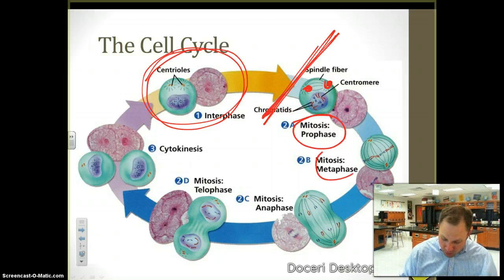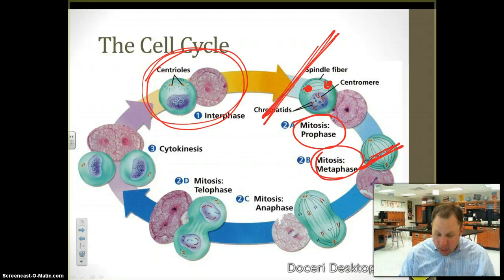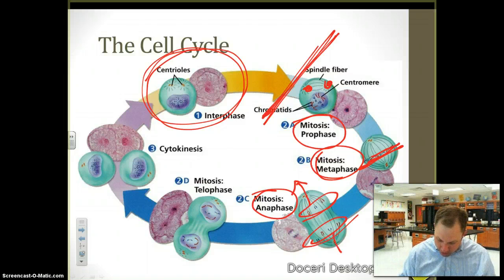The next phase is what we call metaphase. In metaphase, you can see that the chromosomes in the middle are starting to line up, and they're getting ready to be pulled by those centrioles to opposite ends of the cell. Then we have anaphase. In anaphase, our chromosomes are on their way to opposite ends of the cell. You can even start to see a little bit of the cell pinching off right here in the middle, as the cell starts to divide.